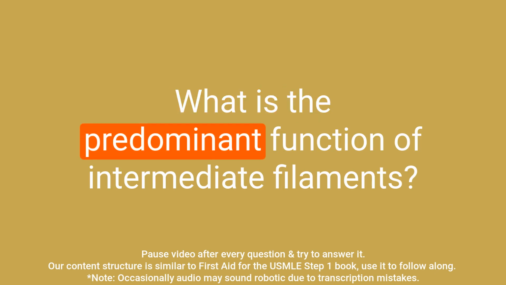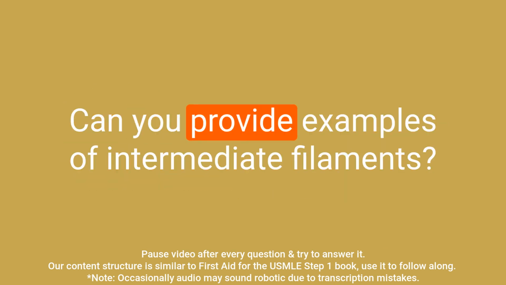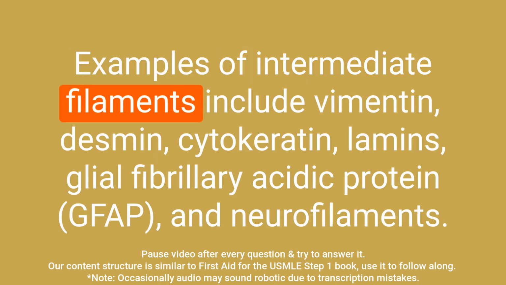Question: what is the predominant function of intermediate filaments? Answer: the predominant function of intermediate filaments is to maintain cell structure. Question: can you provide examples of intermediate filaments? Answer: examples of intermediate filaments include Vimentin, desmin, cytokeratin, lamins, glial fibrillary acidic protein, and neurofilaments.